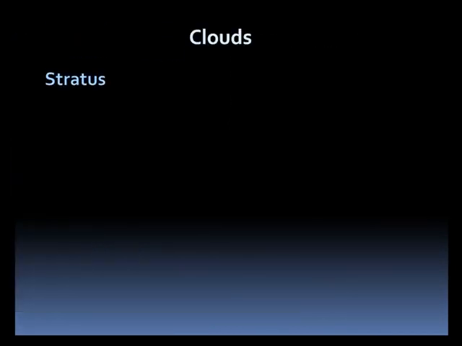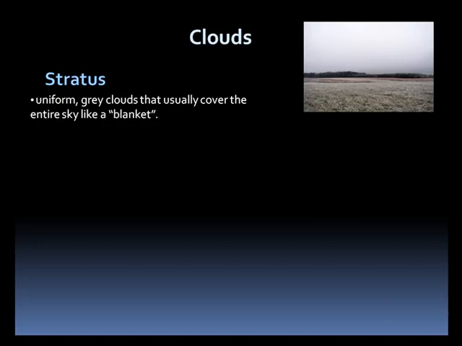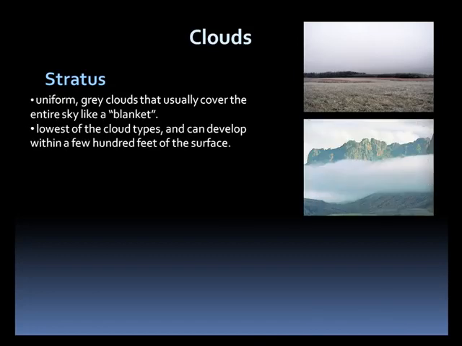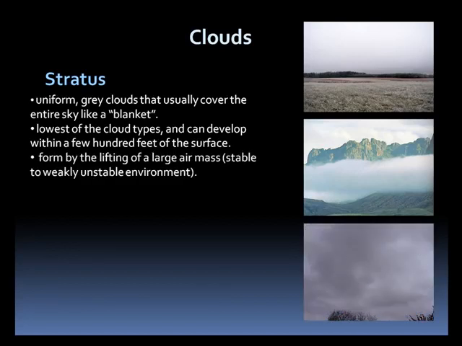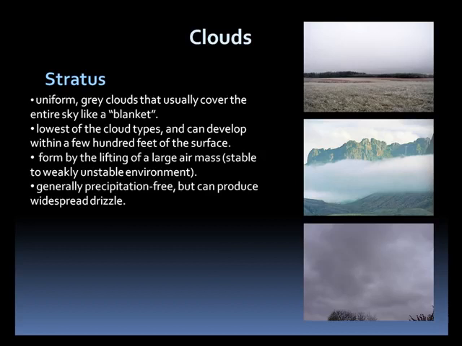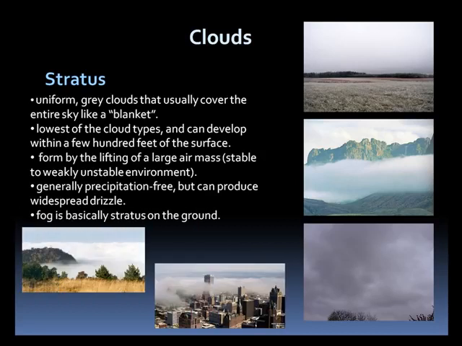Stratus clouds are uniform in appearance, generally forming a broad blanket of low-hanging gray clouds. They usually develop within a couple hundred feet of the surface and form by lifting a large air mass. Mostly they are precipitation-free but can produce widespread drizzle, light rain, or light snow. Fog is essentially stratus on the ground.